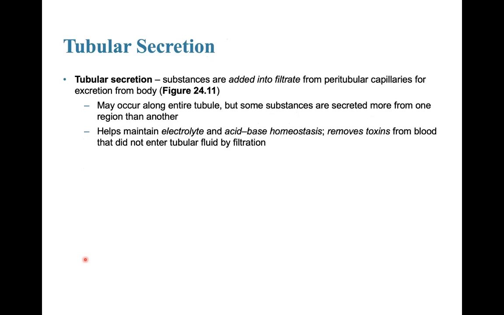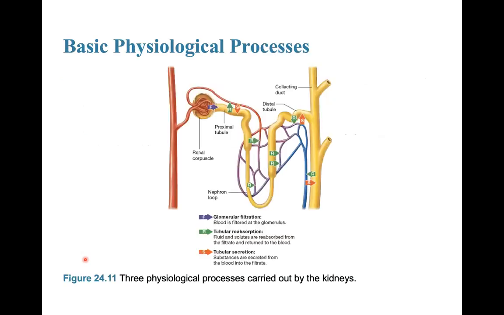The third phase is tubular secretion. This is when substances are added back into the filtrate from the peritubular capillaries for excretion from the body. This may occur along the entire tubule, but some substances are secreted more from one region than the other. This helps to maintain electrolyte and acid-base homeostasis. It can also help to remove toxins from the blood that did not enter the tubular fluid through the filtration process.